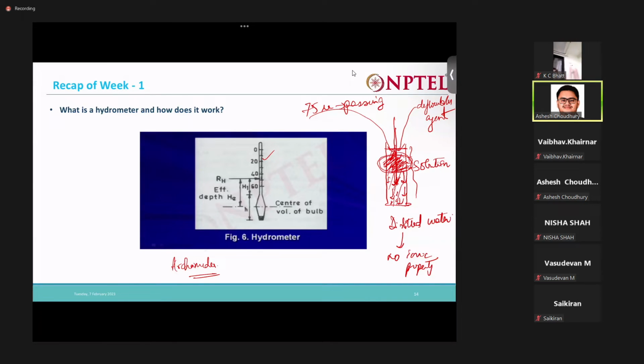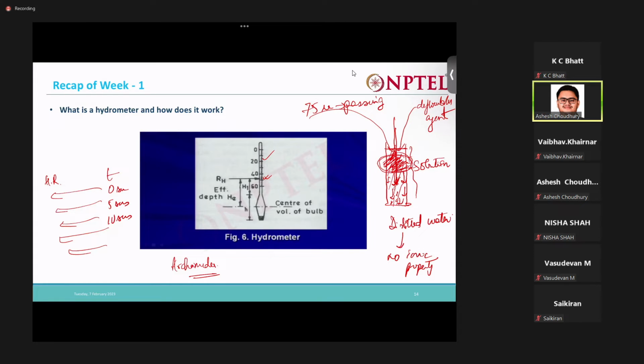So using this principle, we keep on noting the hydrometer reading against the time. So we have the hydrometer reading here, and there is time. At regular intervals of time, we keep on noting this hydrometer reading. So we get many readings, and from those readings we can find the percentage finer of a certain particle size which has settled down.